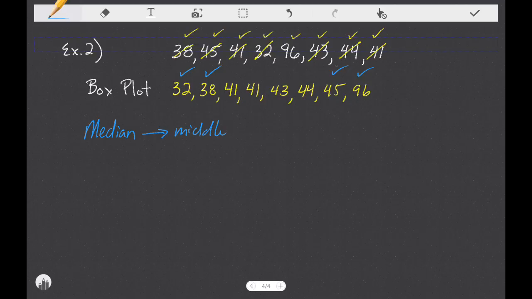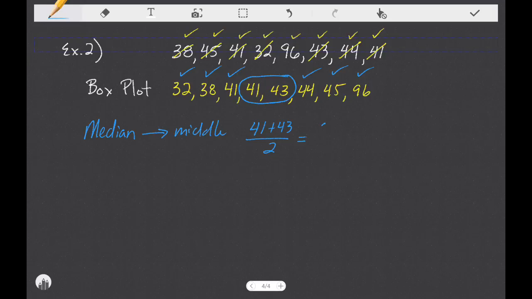So right now I have 2 on the left, I have 2 on the right. Now we have 3 on the left, 3 on the right. And if I go one step further, I'm going to end up checking off all my numbers. So I'm stuck with these 2 numbers. So as we have done before in the past, to find the median, we want to do 41 plus 43 and divide it by 2. We're finding the mean, or the average, of those 2 numbers.